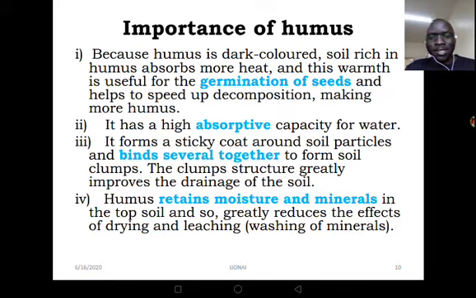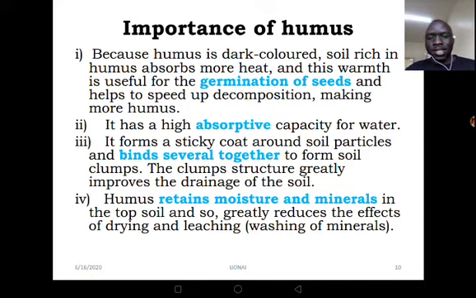It forms a sticky coat around soil particles and binds the several soil particles together to form what we call soil clumps. It forms soil clumps. The clumps structure greatly improves the drainage of the soil. So it is very vital for the soil drainage as well.